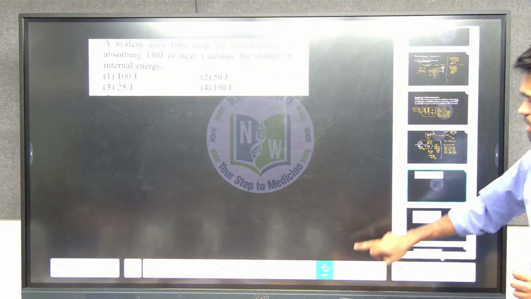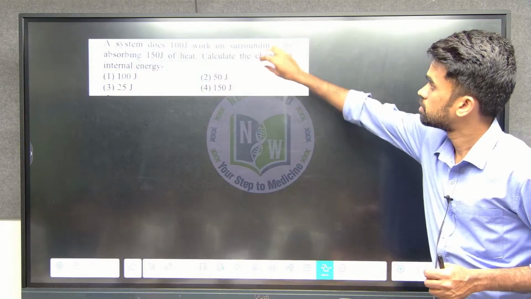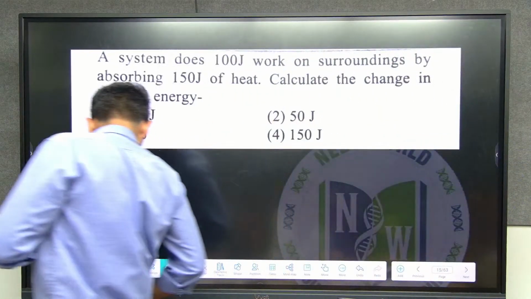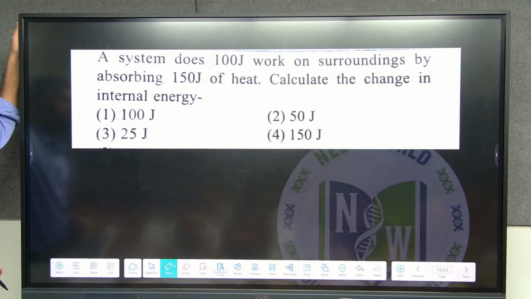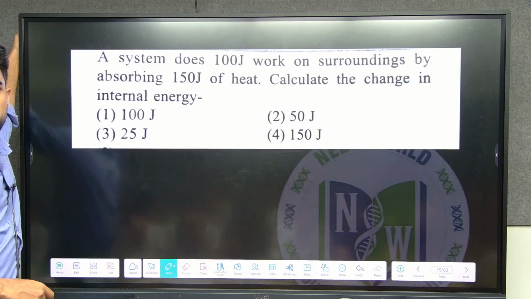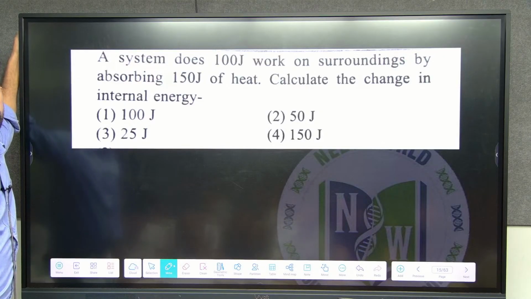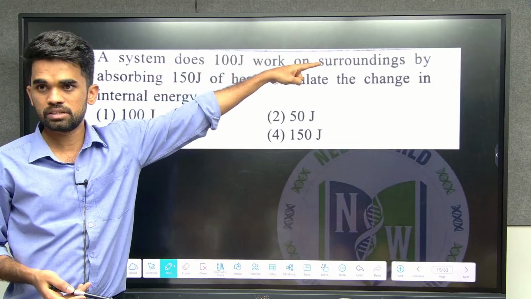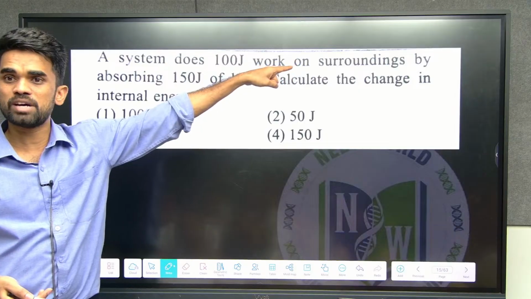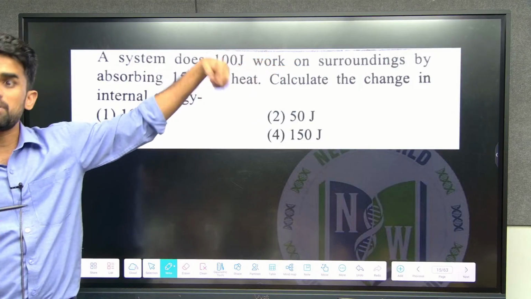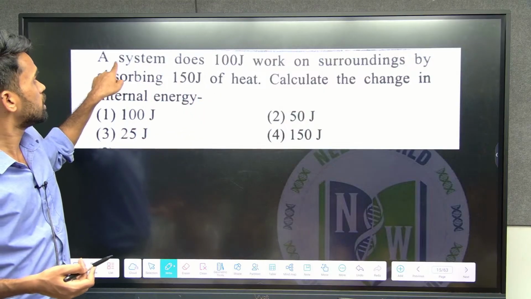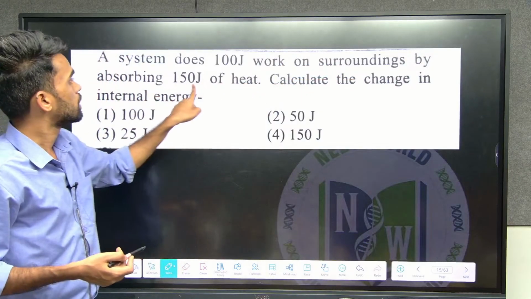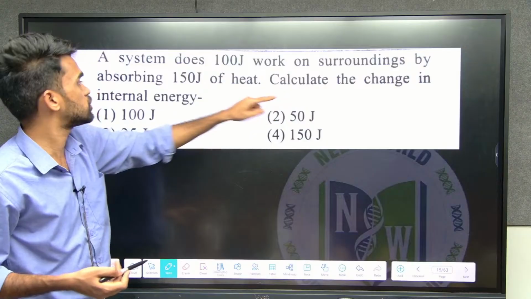Okay, read this question once. Read it properly and tell me what they are saying. A system does 100 joules of work on surroundings by absorbing 150 joules of heat. So is it work done by the system or work done on the system? By the system on the surroundings. Calculate the change in internal energy.